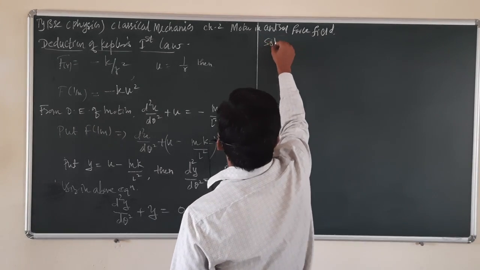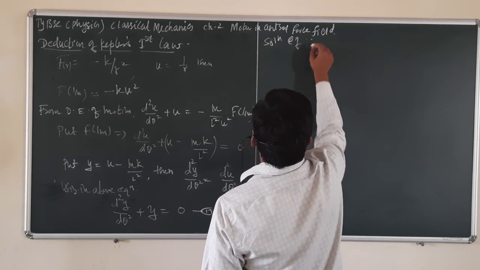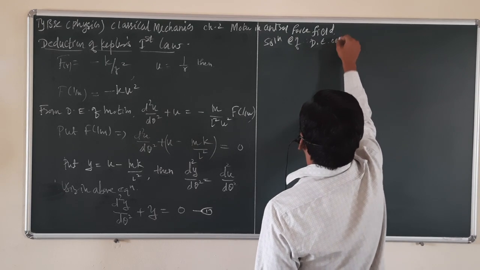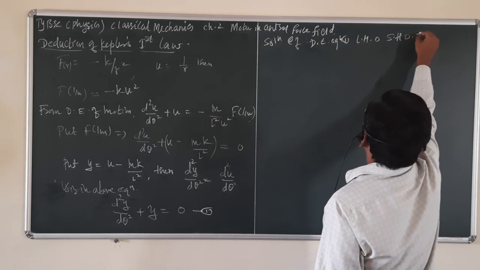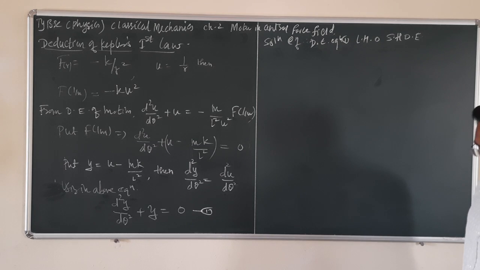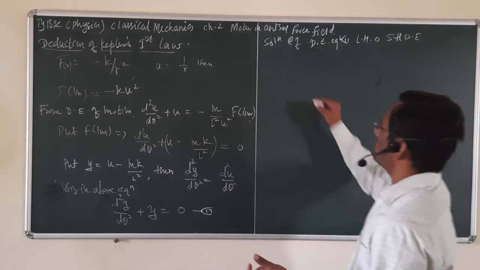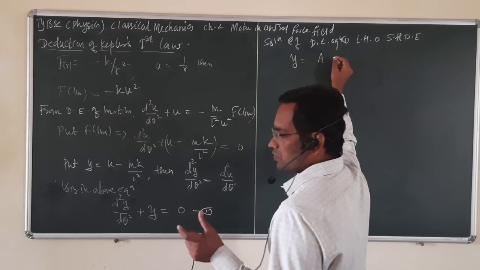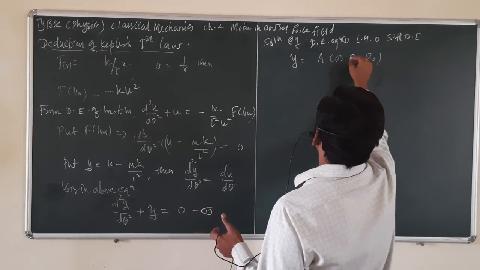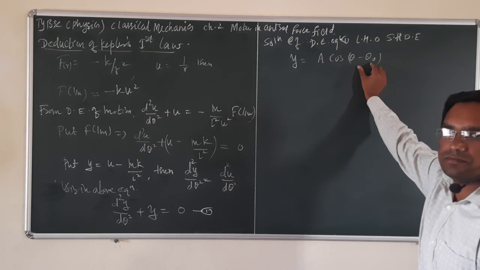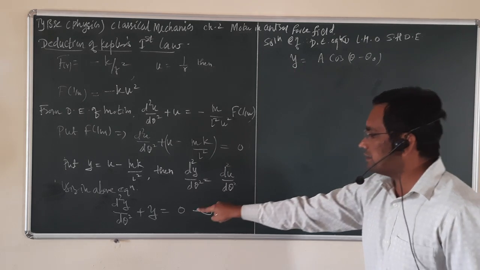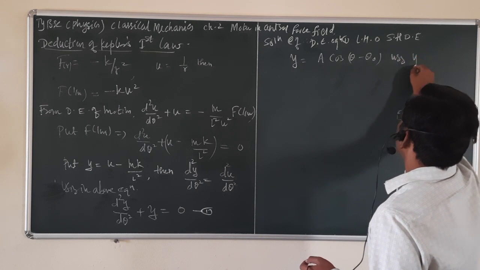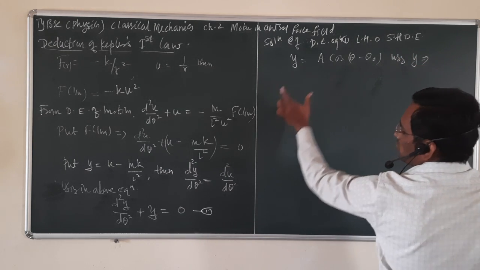So the solution of differential equation 1, which is a linear, homogeneous, ordinary, simple harmonic differential equation. For any simple harmonic differential equation, the solution is oscillatory. So we can take the solution as y is equal to a, which is constant, into cos of theta minus theta 0. So theta minus theta 0 is the phase, and theta 0 here is the initial phase, a is constant, and y is the solution. Now this is the solution of this differential equation.